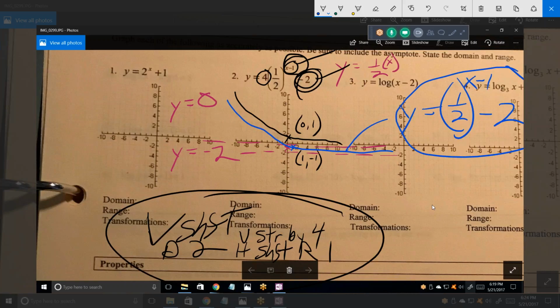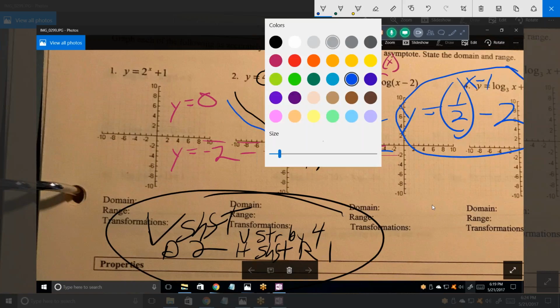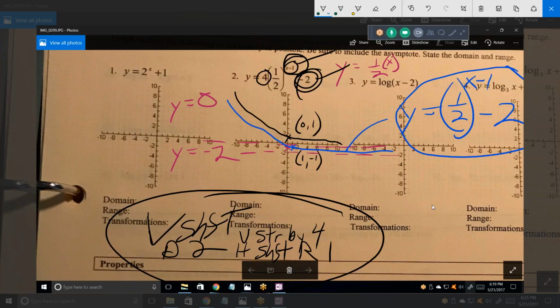Okay. With only 2 things happening, I've shifted the key point 1 to the right and 2 down. Now, let's take into account the 4. What is the 4 going to do? First of all, what is the 4? Describe it as a transformation. It's a vertical stretch by 4.